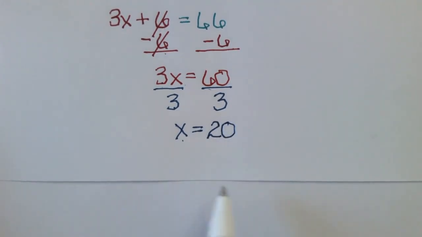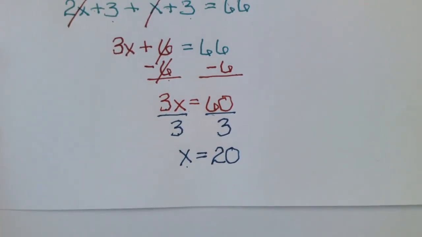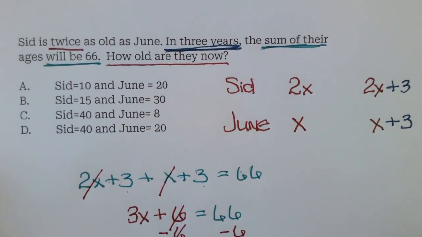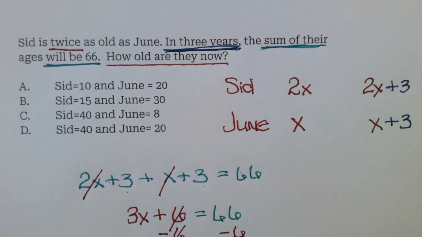Now, what does x equal 20 mean? What does it mean? Let me go back to the equation. So we know x is equal to 20. Going back here, what does that mean? Who is x? Who's representing x? Put that in the chat. Who's representing x?